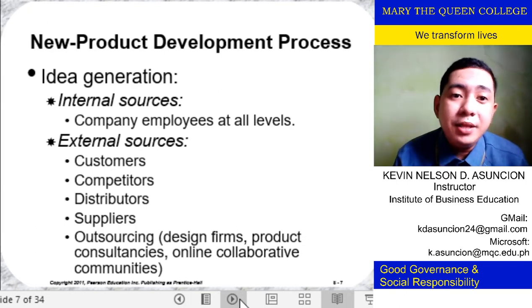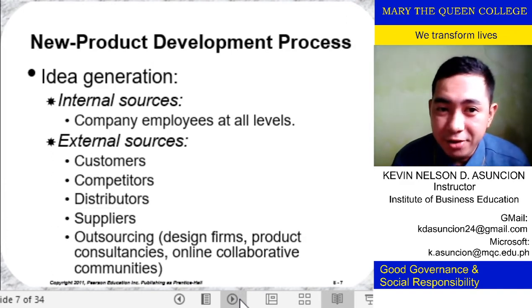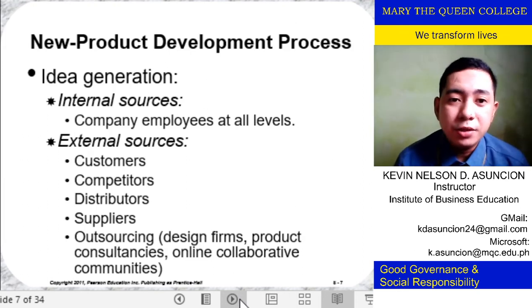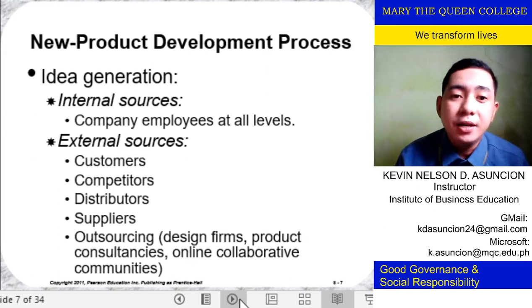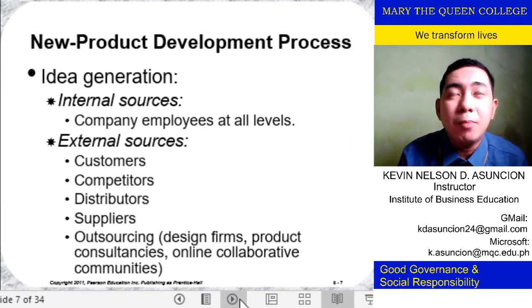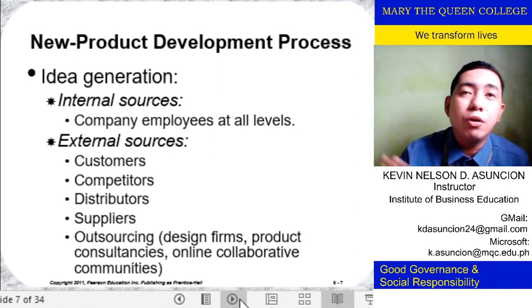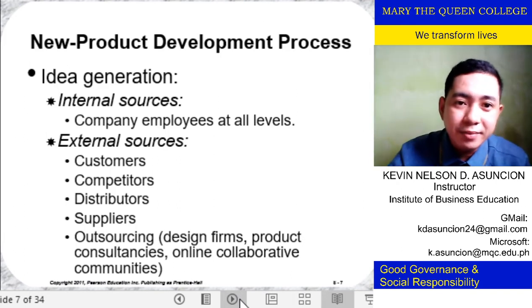So, idea generation is coming from different sources. Remember, we have what we call the internal and external environment. That's called the whole marketing landscape. First is the internal sources, which are your company employees at all levels, who give ideas because at the very least they know what the company does, where your company is going, and also alam nila yung mga target markets and the segments you belong to.